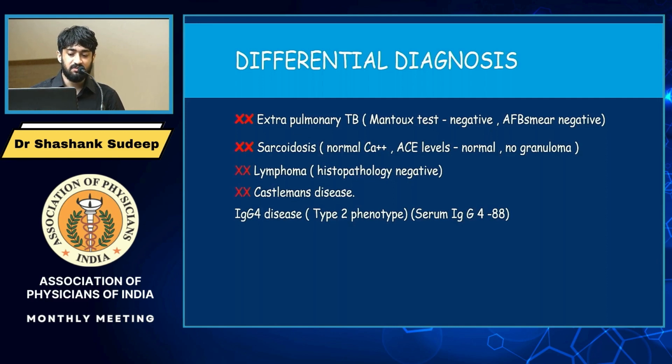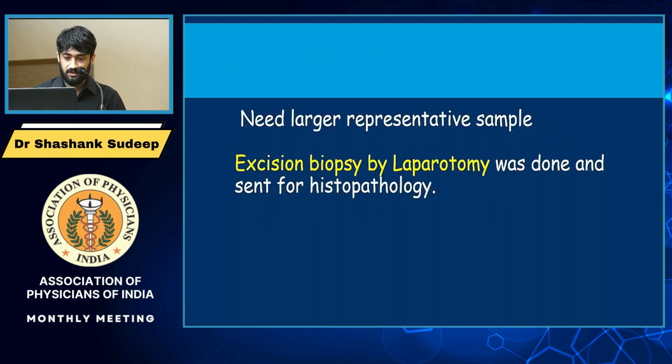IgG4 disease at this point we were suspicious of, so we went ahead and sent a serum IgG4 level, which came back to be 88. A positive test would be greater than 135, but it must be noted that the sensitivity of the serum IgG4 level test is 80% and the specificity is 60%. So that means it has a good negative predictive value but a poor positive predictive value.